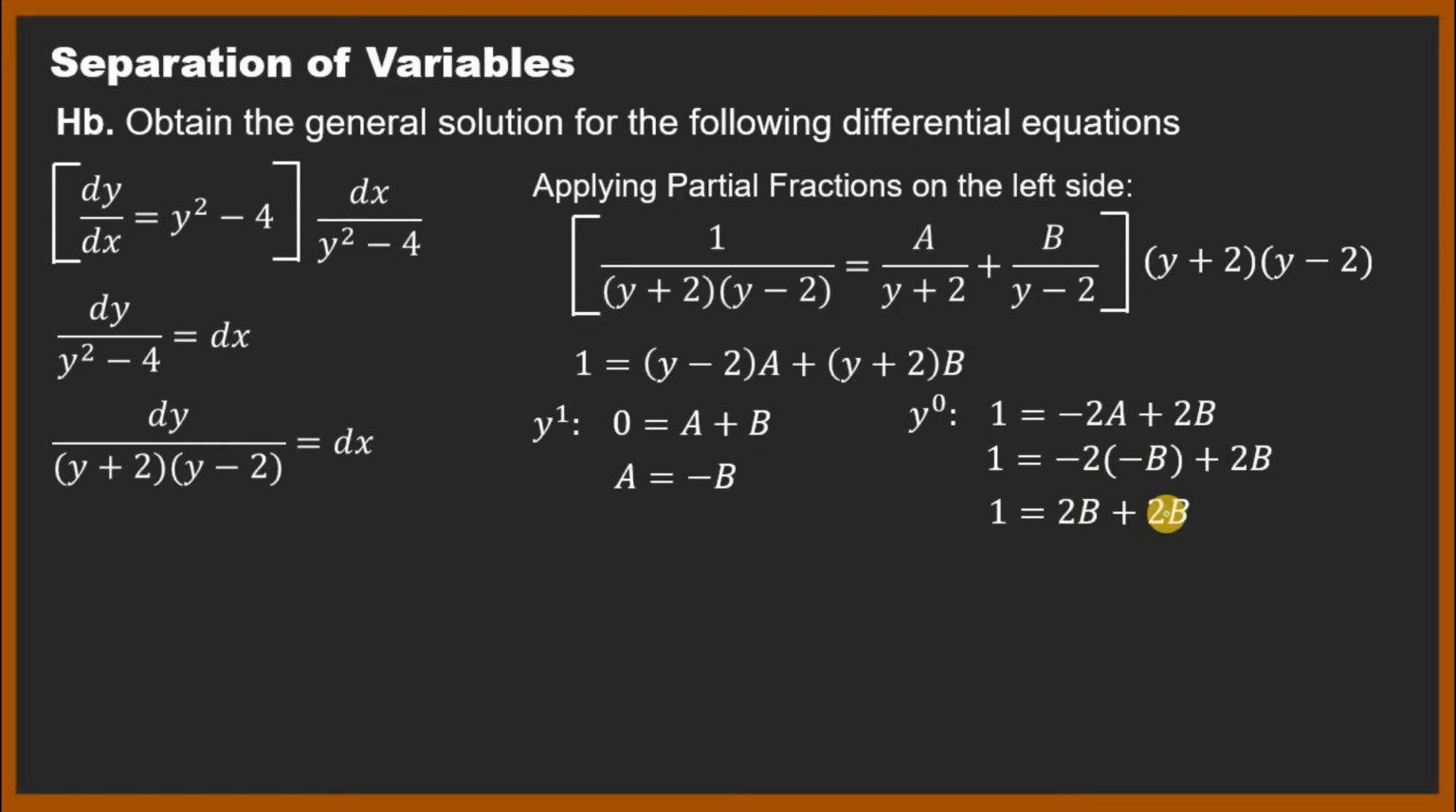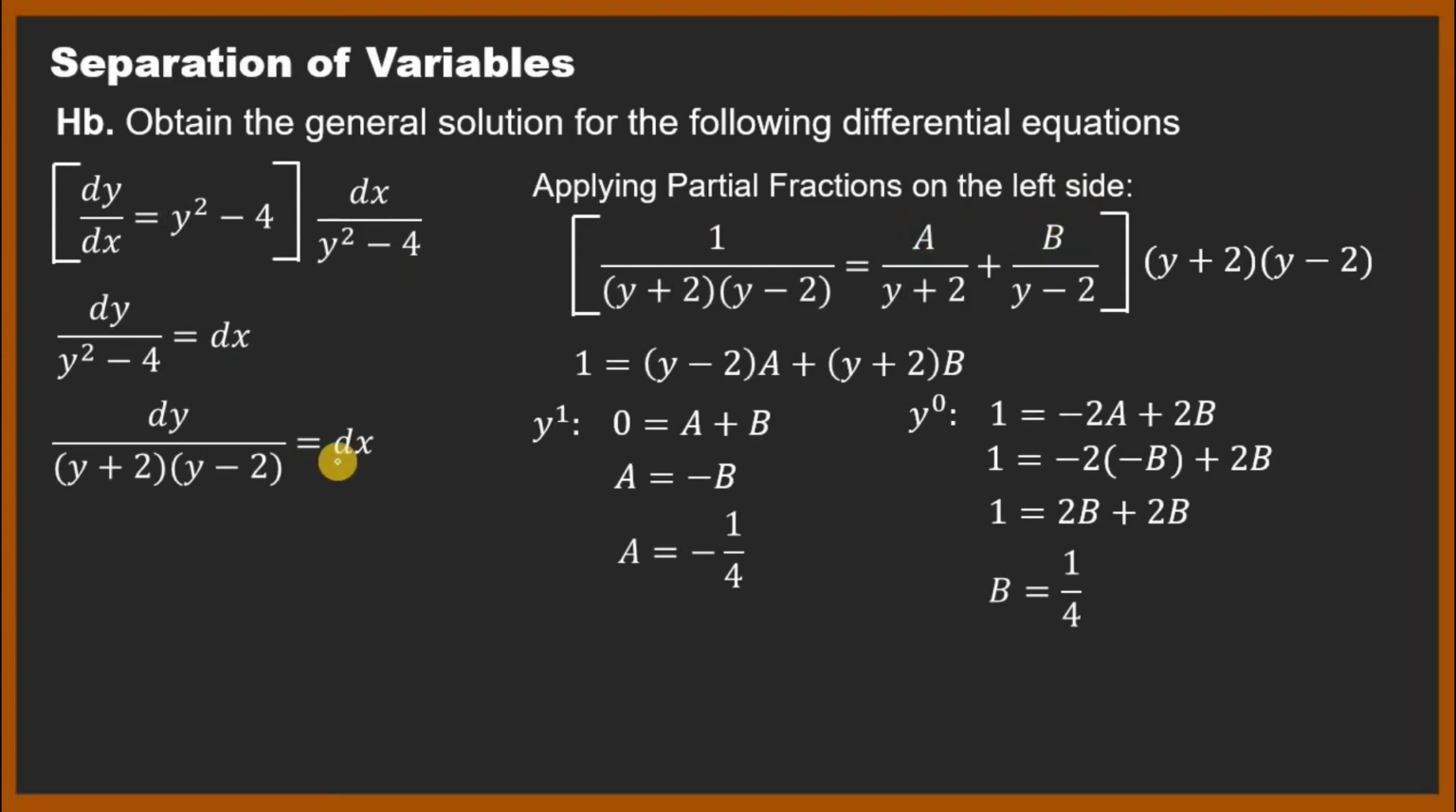And then, multiplying both sides of our equation by 1 over 4 para si b na lang matira, our b is equal to 1 over 4. But, our a is equal to negative b. So, yung negative nito, our a is equal to negative 1 over 4. Nakuha na natin yung value ni a, nakuha na natin yung value ng b. Now, it's time to substitute.